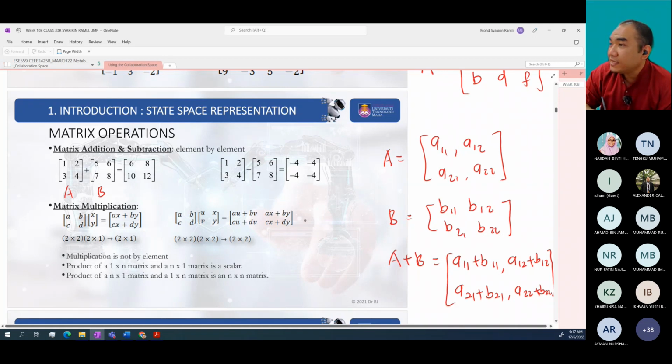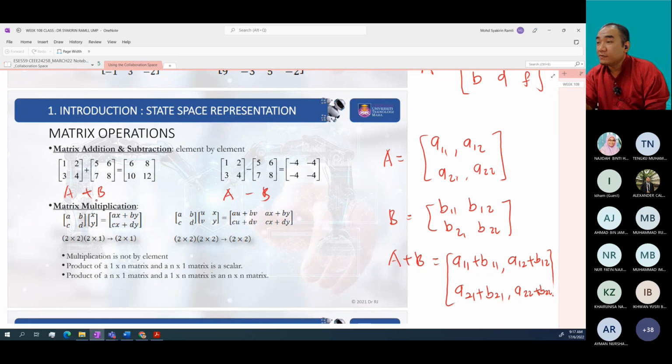Right. Same thing, if we were to subtract between matrix A and matrix B, we also do the same operation, A minus B. Here we got A plus B. We will be subtracting them element by element. But you have to be very careful on the dimension ataupun size for the matrix. We can only add them if they are the same size. Kan dimension sama, then barulah kita boleh tambah dua tu lah.